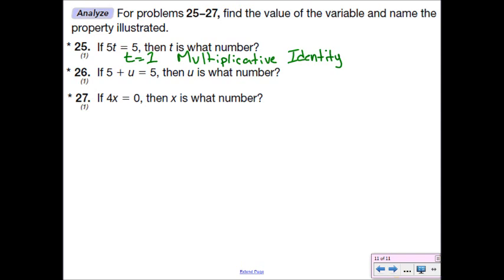If 5 plus u equals 5, what is u? Well, again, now if we're adding, the only way to get the same number back is for that number that you added on to be 0. And since we're getting the same thing back, it's going to be another identity, but since we're adding, it's called the additive identity.